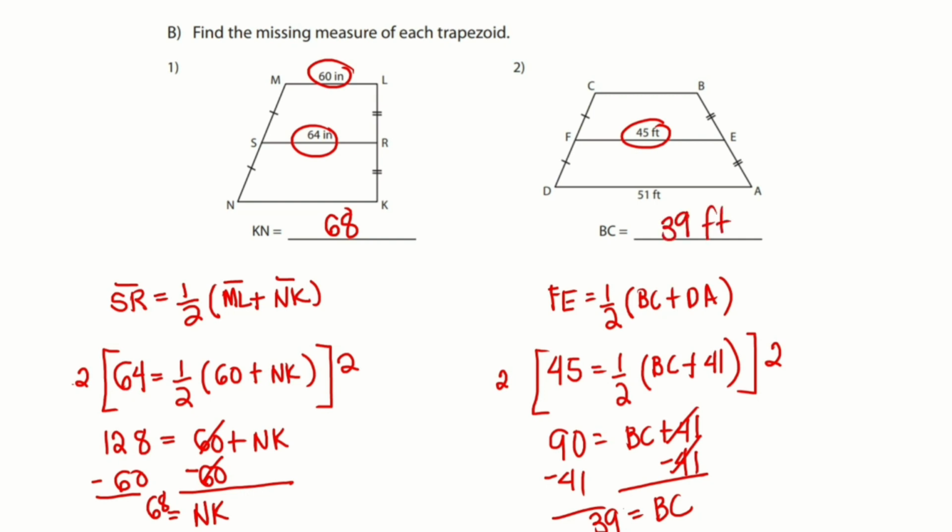By the way, don't forget to include the units. So, in our answer in number 1, it's 68 inches. Okay? So, that's how we solve for the missing measure of the trapezoid.